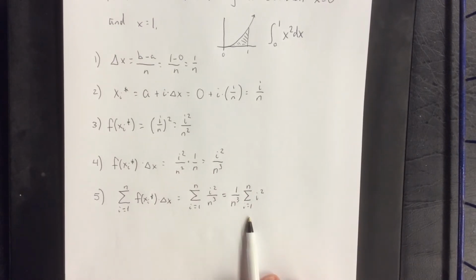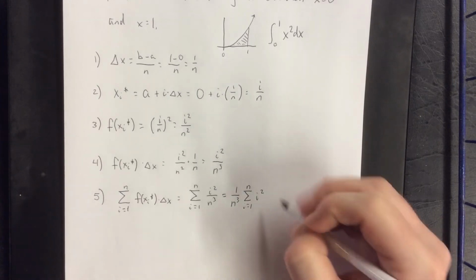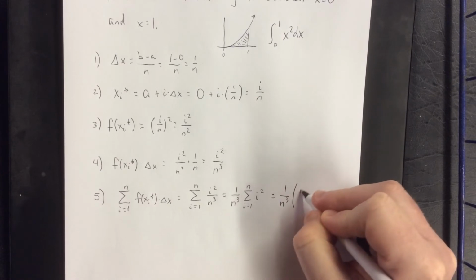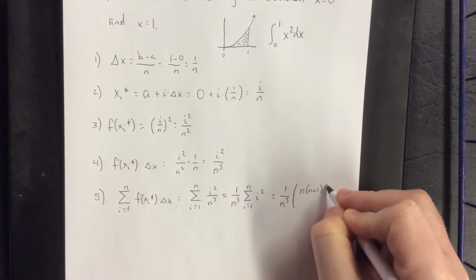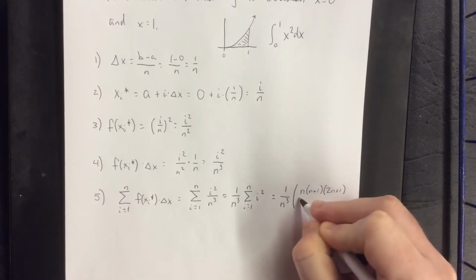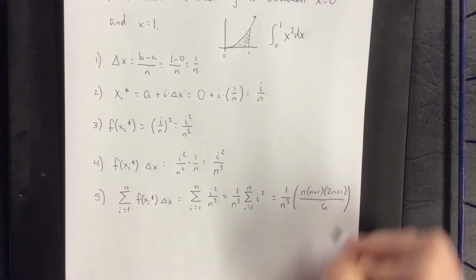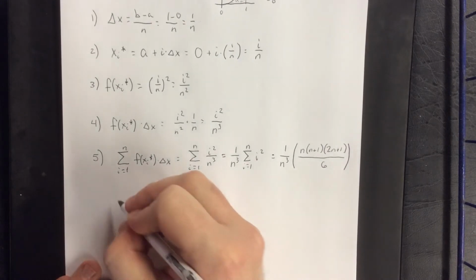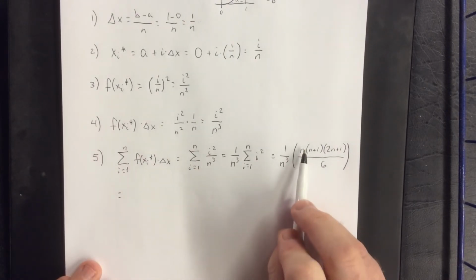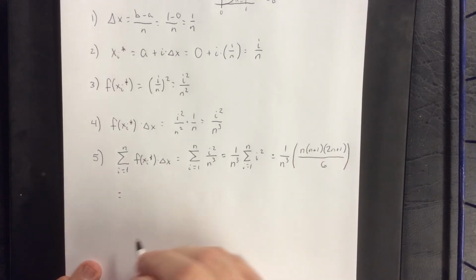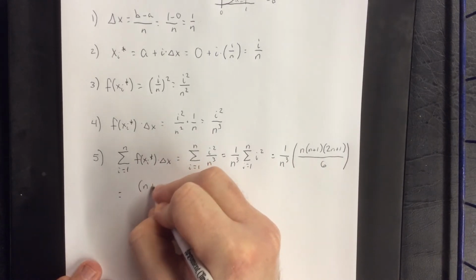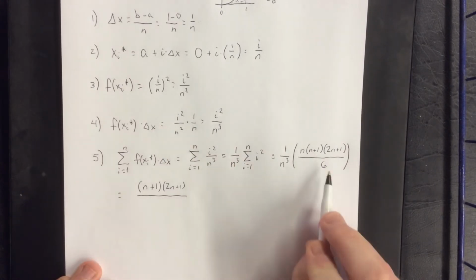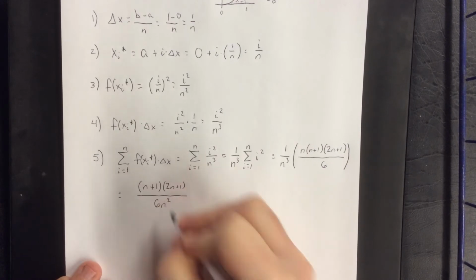We have a formula for the summation from i equals 1 to n of i squared, and that formula is the following. That is n times n plus 1 times 2n plus 1, all over 6. Once here, we can do a little bit more algebra. We can cancel 1 factor of n in the numerator with 1 factor of n in the denominator and arrive at n plus 1 times 2n plus 1 over 6n squared.